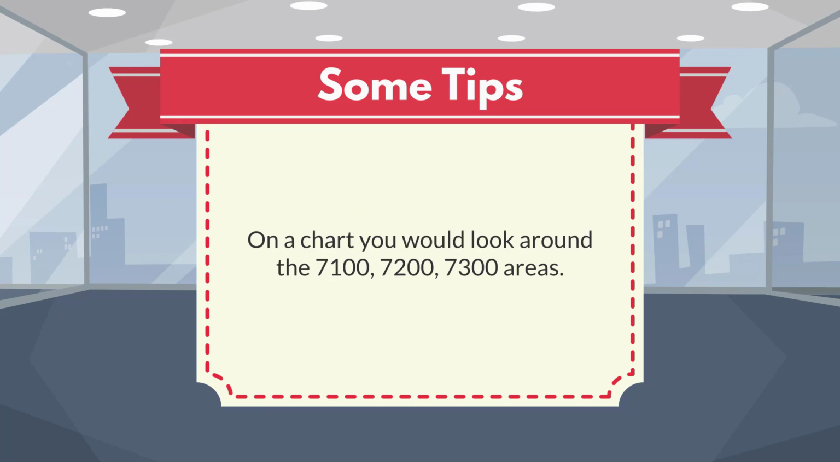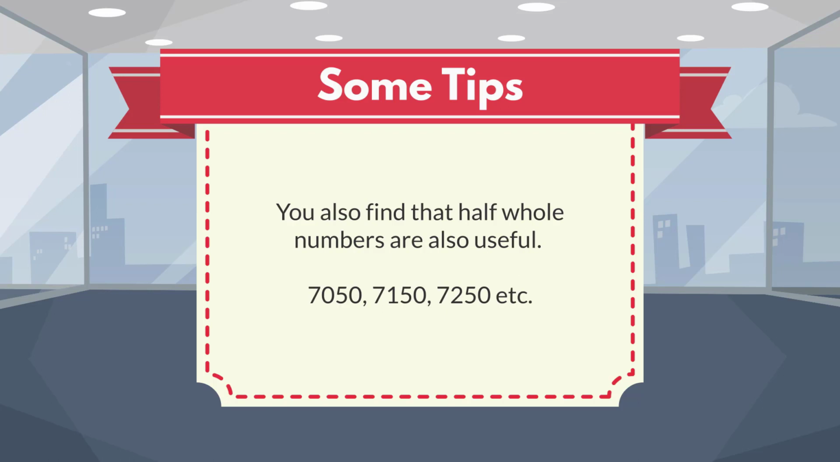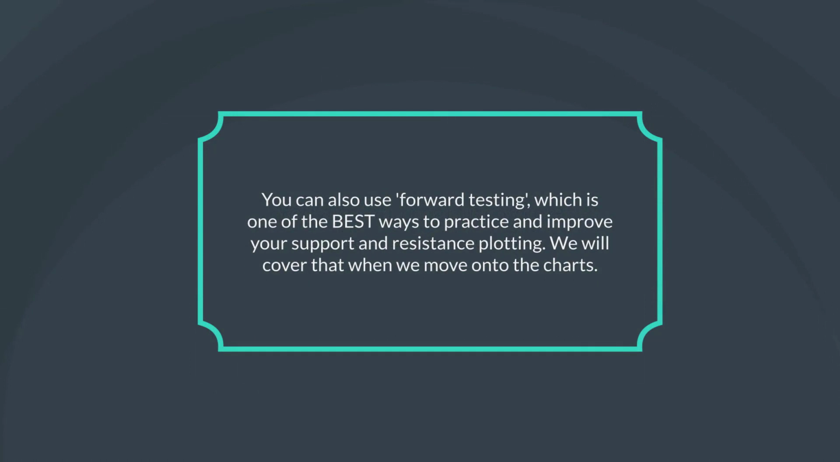On a chart, you would look around the 7,100, 7,200, 7,300 areas. The level 7,000 would also be a great place to look. You also find that half whole numbers are also useful: 7,050, 7,150, 7,250, etc. You can also use forward testing, which is one of the best ways to practice and improve your support and resistance plotting. We will cover that when we move on to the charts.